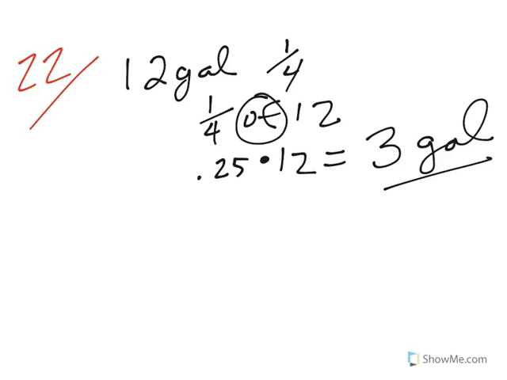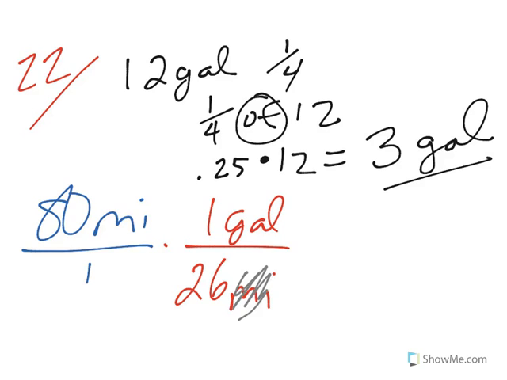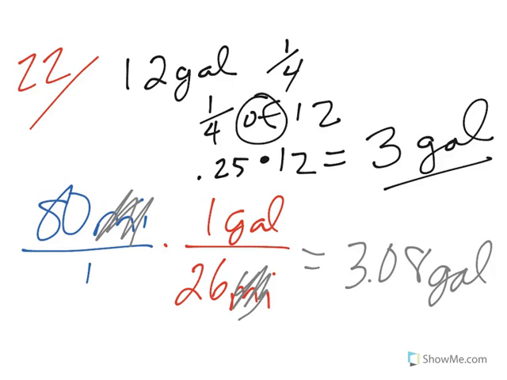But you have 3 gallons of fuel left. So you know you need to go 80 miles, and your car gets 26 miles for 1 gallon of gas. Again, make sure you put miles on the bottom because the miles have to cancel out. So now, when I take 80 divided by 26, it's going to take you 3.08 gallons to get to this party, right? Isn't that where you're going?